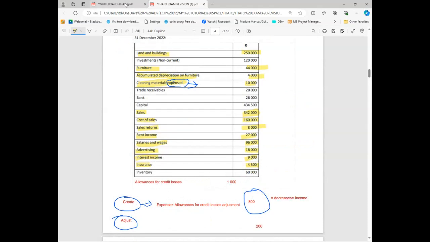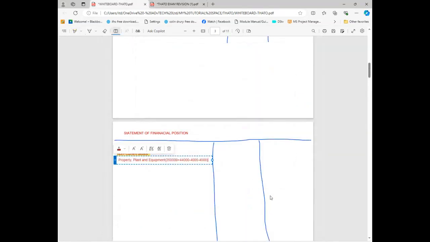Add together. Yes, sir. And then you will find that for me. 250 plus 44. Yes. I get 286,000. 286,000. That's the first thing. Are you okay with that?